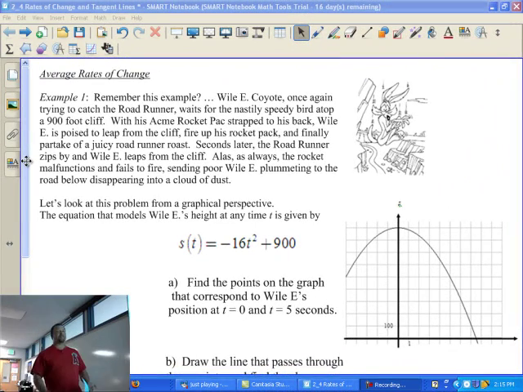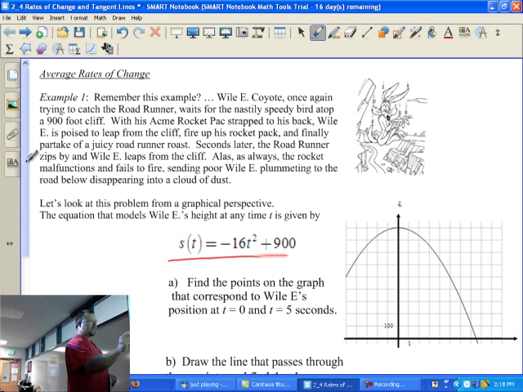Everything we keep doing keeps building up to more and more important things. This is 2.4. It's back to rates of change and tangent lines. We've got our Wile E. Coyote example. He's chasing the Road Runner. He falls off the cliff. He has this position function of s(t) = -16t² + 900.